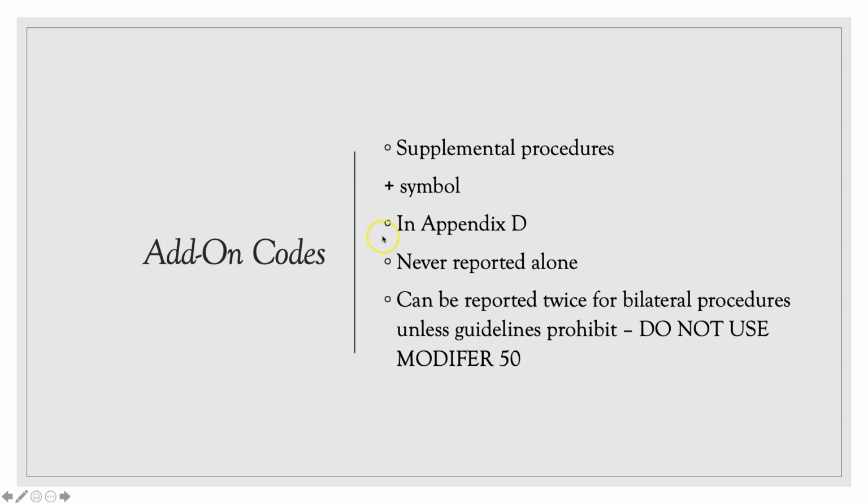So again, it's a supplemental procedure. It has a plus symbol. You'll notice this plus symbol right in front of it. It will be listed in Appendix D. It's never reported alone. It can be reported twice for bilateral procedures unless guidelines prohibit. You do not ever use modifier 50 with an add-on code. So you just need to know if you're using an add-on code from Appendix D, or you notice that you're using something with a plus symbol, do not use modifier 50, especially if you're talking bilateral procedures, okay? So that's the rule about add-on codes and an example.